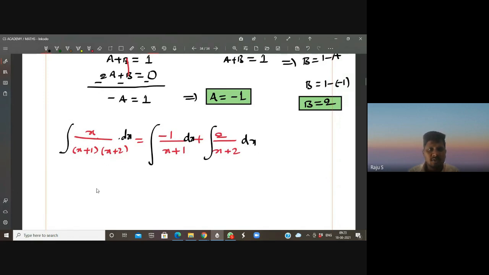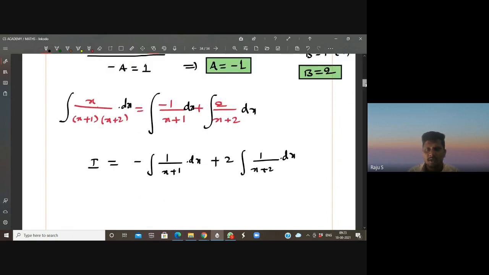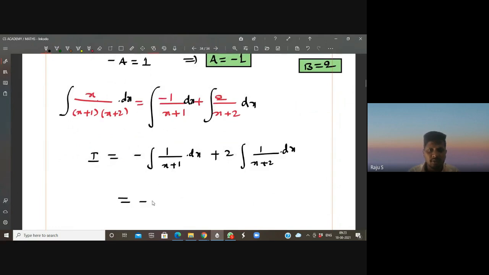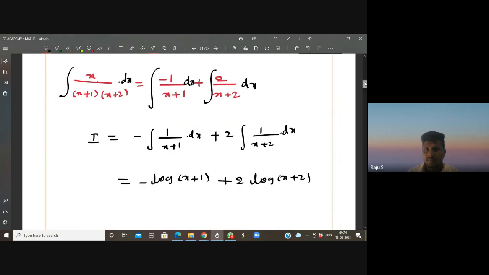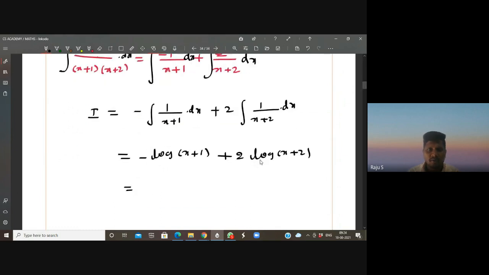So this is nothing but a given question I'm taking as I. So right side, minus, you can take minus outside, 1 by x plus 1 into dx. 2 is a constant, take it outside, 1 by x plus 2 into dx. Now since we know that it is in the form of 1 by x, 1 by x means log of x plus 1 plus 2 times log of x plus 2. Fine. So first I'm going to write this plus value, like positive, plus 2 times of.